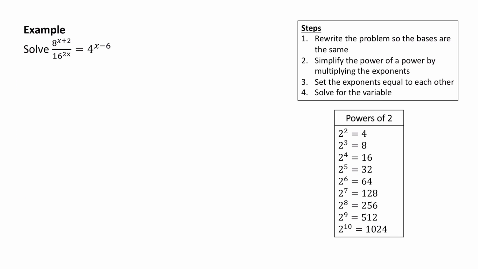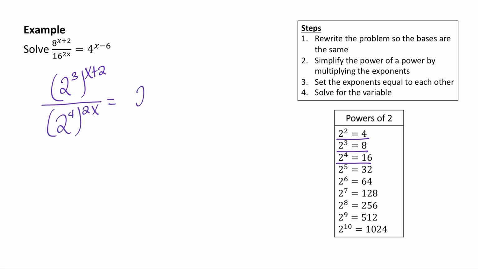So now let's try solving this problem. We have 8 to the x plus 2 over 16 to the 2x equals 4 to the x minus 6. So once again, we're looking to make this so that everything has the same base. Well, if we look at our powers chart, notice that 8, 16, and 4 are all powers of 2. Okay, so let's rewrite all of these using powers of 2. So when we do that, we get 2 cubed to the x plus 2 over 2 to the 4th to the 2x equals 2 squared to the x minus 6.